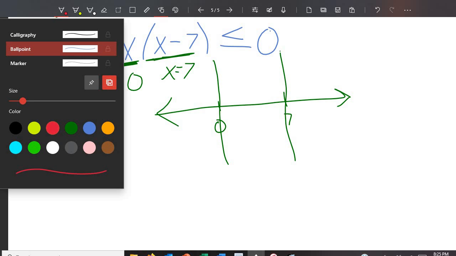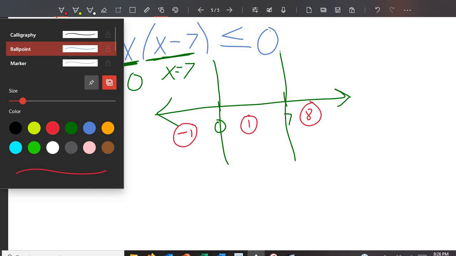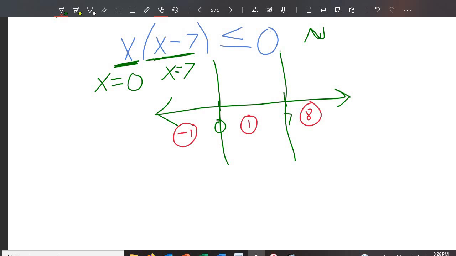And now we're going to choose test values. This time I can't choose 0 because 0 is one of the x's. So I'm going to choose negative 1, positive 1, and positive 8. Notice this time we want it to be a negative number because we're less than 0.